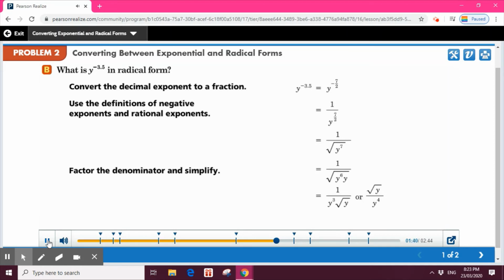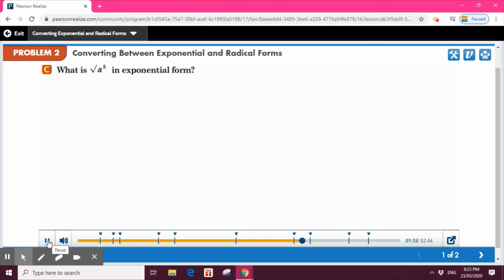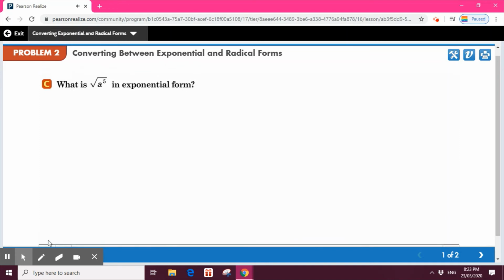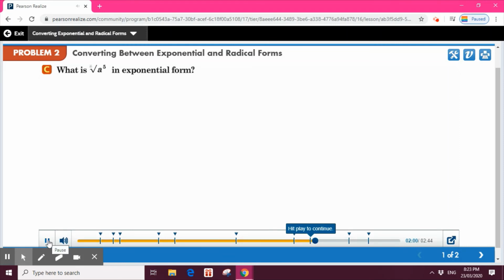y to the negative 3 and 5/10 power equals 1 divided by y cubed times the square root of y, or the square root of y divided by y to the 4th power. Part C. What is the square root of a to the 5th power in exponential form? The index of a square root is 2, so use 2 as the denominator of the exponent.